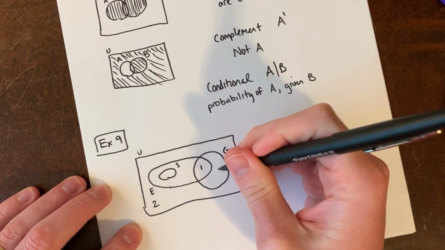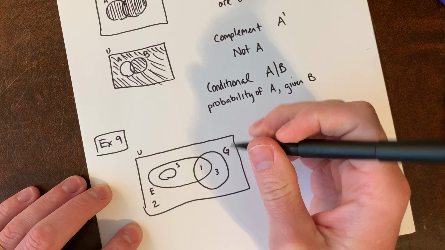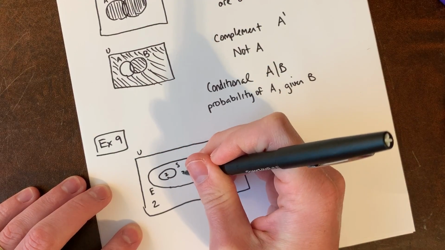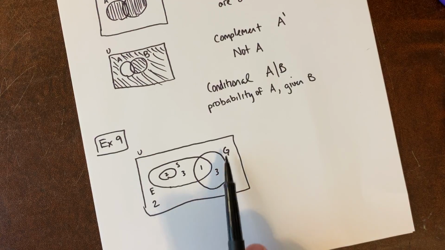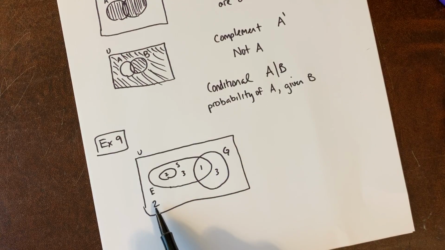And then there's 1, 3, 2, and 3. Okay, so if I was reading this, there are 3 students taking E but not S. There's 2 students taking both S and E. There's 1 student taking both E and G, and then 3 students taking only G, 2 students not taking either E, S, or G. And again, they didn't define what S is, but that's okay.